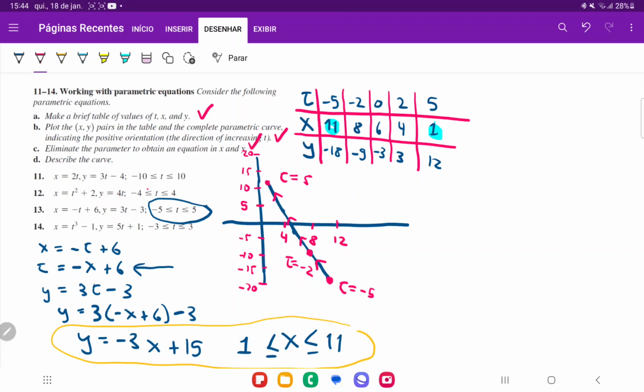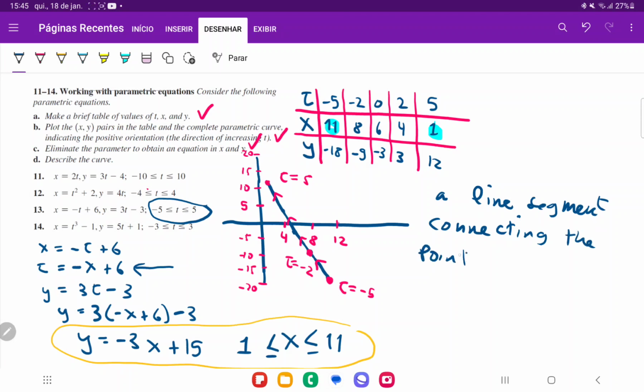And lastly, they want us to describe the curve. We can just say that this is a line segment connecting the point, the initial point where it begins, at 11 comma -18, to the final point, 1, 12. So we're done here, and that is it for item 13.